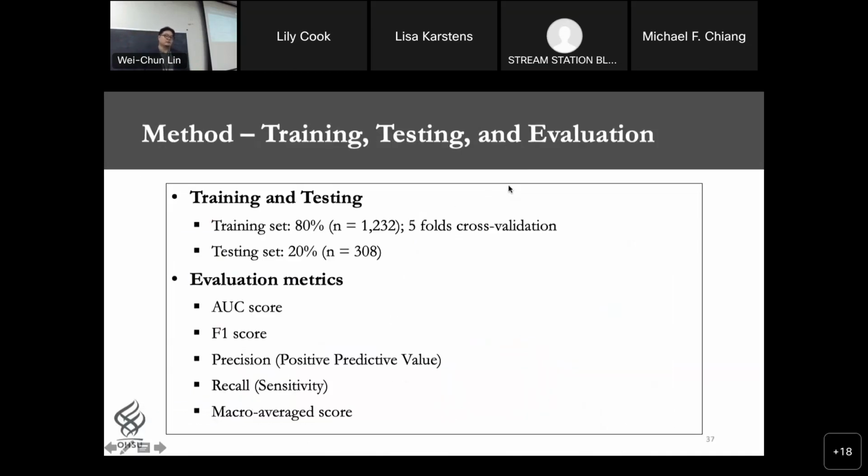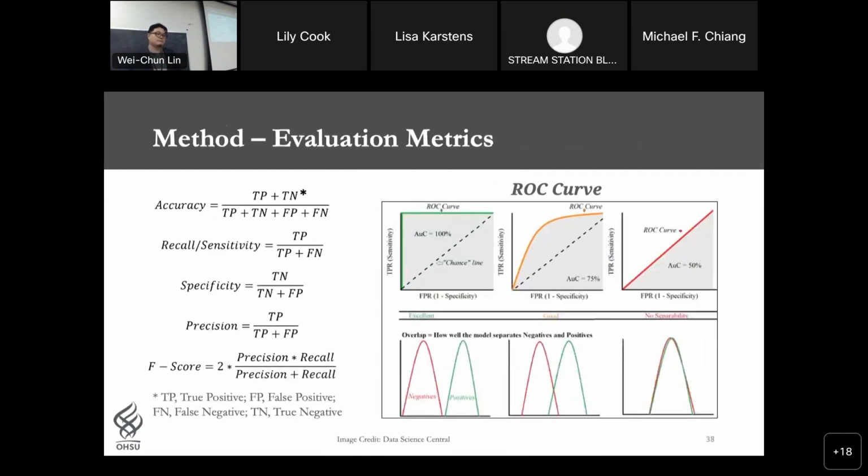Our data set was randomly split into 80% as training and 20% as testing, and 5-fold cross-validation was used to avoid overfitting and to tune the hyperparameters. The model performance was evaluated by AUC score, F1 score, precision, recall, and macro average scores. Here are some explanations of the evaluation metrics.